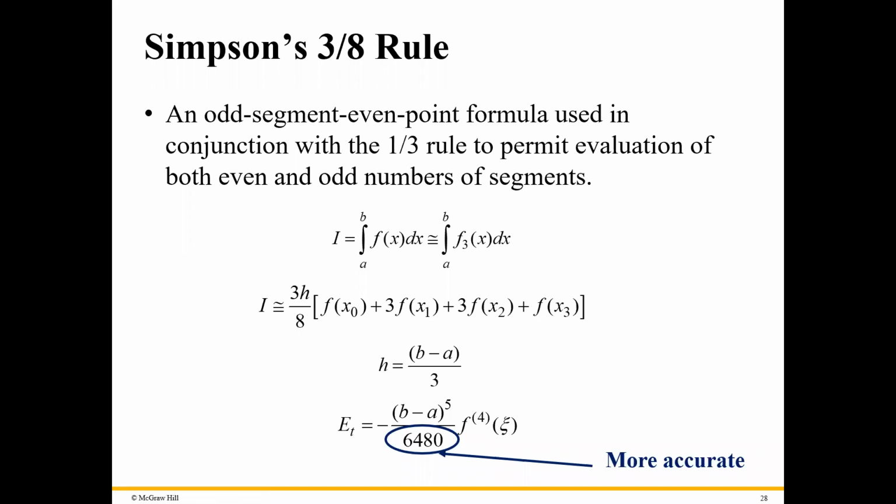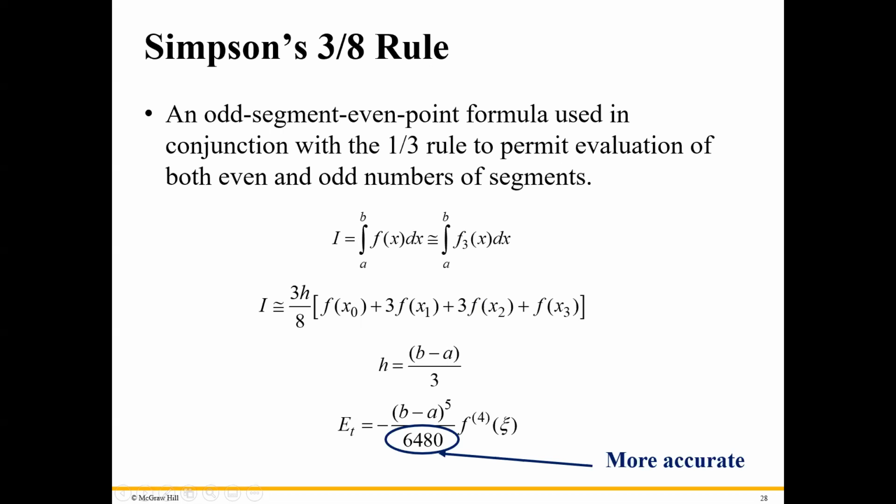So Simpson's 3 by 8 rule is not only applicable for the odd number of segments, it can also be applied for the even number of segments. But its application is based on the third order Lagrange polynomial. So for this, we can start from this basic representation of the integral, and we can represent the function with the third order Lagrange polynomial. The third order Lagrange polynomial is quite lengthy. However, when we input it over here and simplify it, the formula becomes like this.